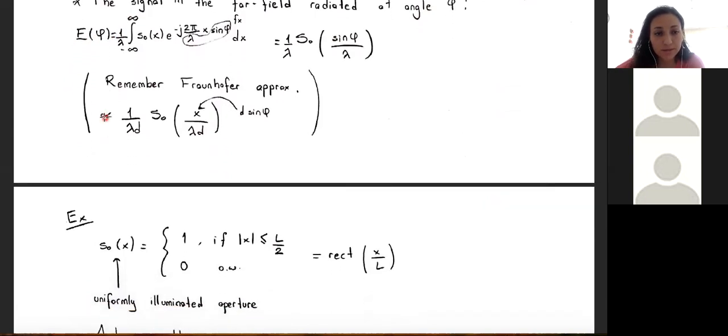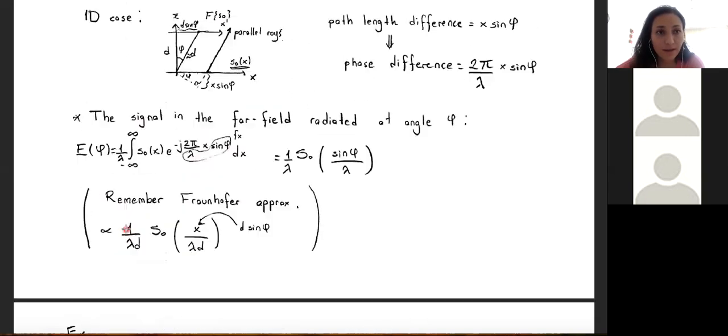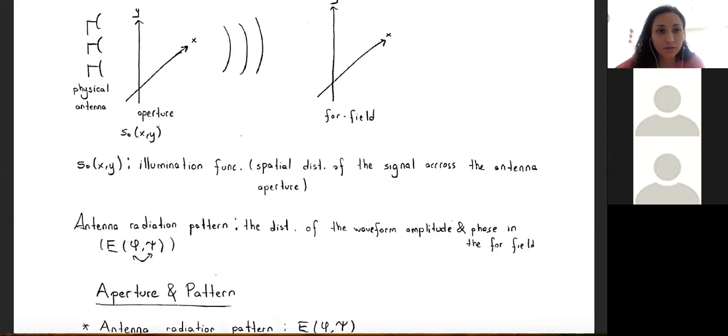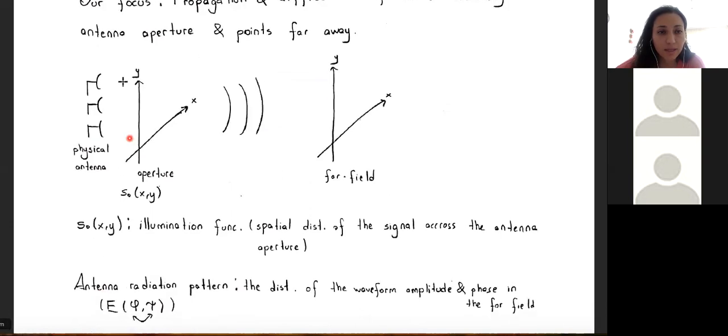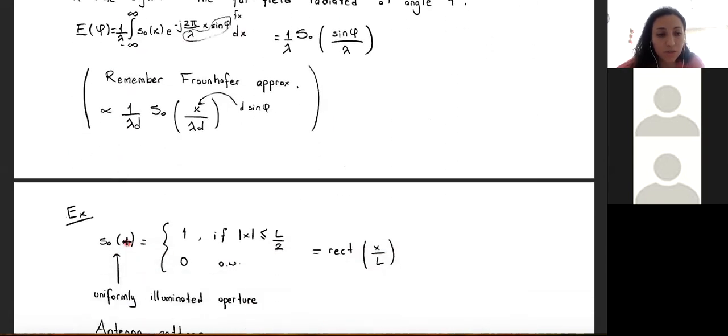So we find the general relationship in the 1D case between the illumination function and the antenna radiation pattern. Let's understand that through one example. Let's consider an aperture that is uniformly illuminated. You should think that someone designed this antenna, picked all of these antenna elements, in a way that in the plane just in front of this physical antenna, we observe a uniform wave. That means we're getting a constant value in the plane just in front of the physical antenna, or in the aperture plane.